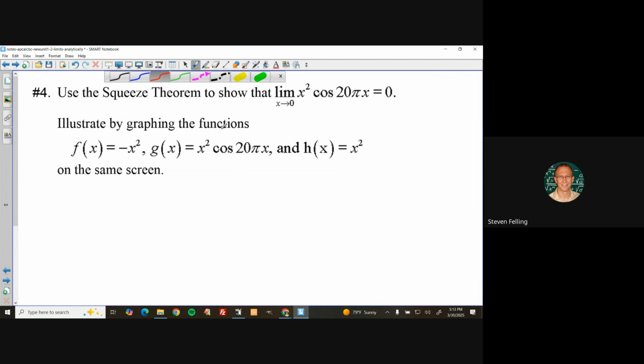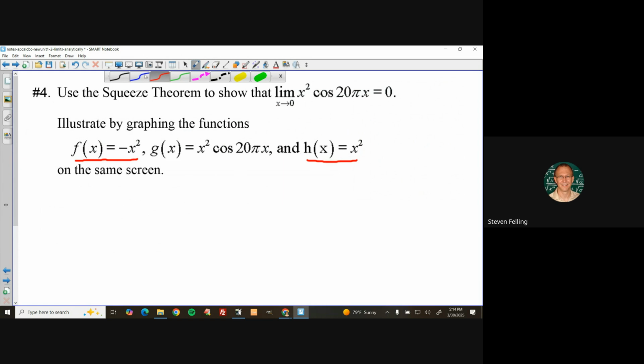Use the squeeze theorem to show that the limit as x approaches 0 of x squared times cosine of 20 pi x is equal to 0. Illustrate that by graphing these other simpler functions: f of x is negative x squared, and h of x is positive x squared, on the same screen.